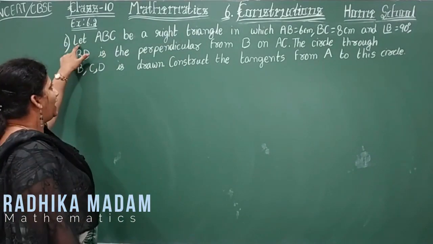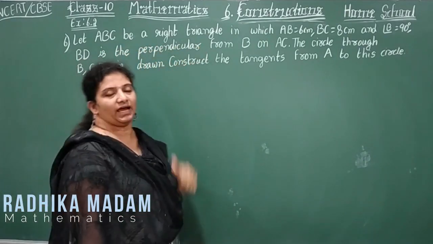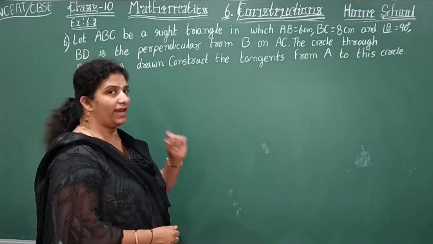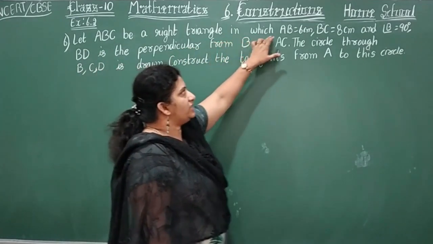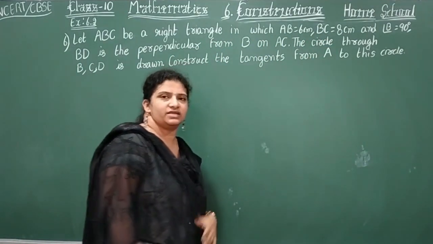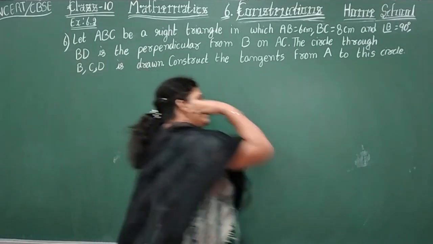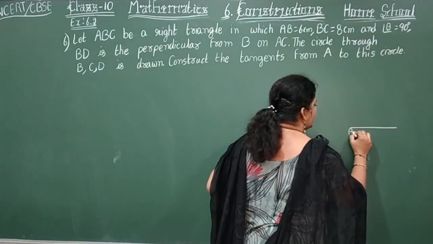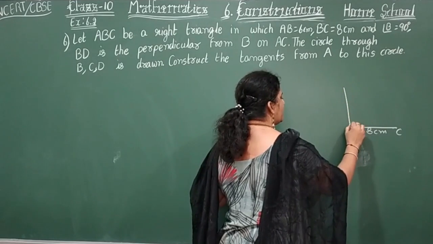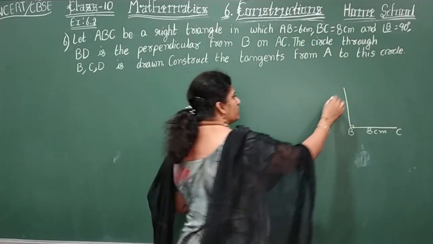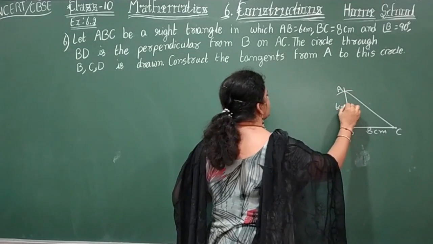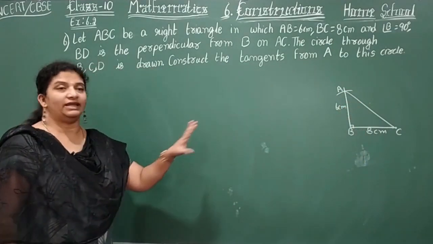Sixth one. Let ABC be a right triangle. What is a right triangle, children? It is 90 degrees, a right angled triangle. One angle is 90. In which AB is equal to 6 centimeters, BC is equal to 8 centimeters and angle B is equal to 90 degrees. Okay, let's draw a rough figure here. Let this be the line segment BC, 8 centimeters, and angle B is 90 degrees. Okay, so then what is this, children, here? This will be AB, 6 centimeters. Okay, this is the way the right triangle is given.